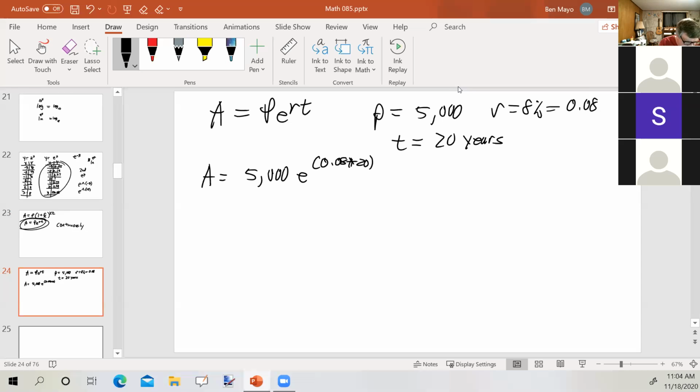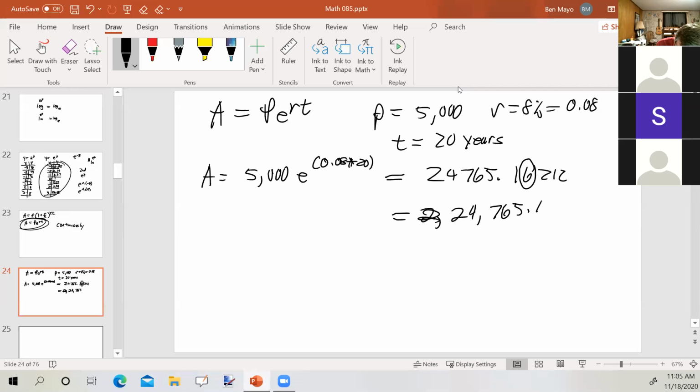So I'm going to take 5,000. Now, where am I going to get E on my calculator? That second function button of ln, natural log. So then I've got 0.08 times 20, and I get 24765.16212, and it says round to the nearest hundredth. So this is going to be 24,765.16. Okay. Any questions about that?